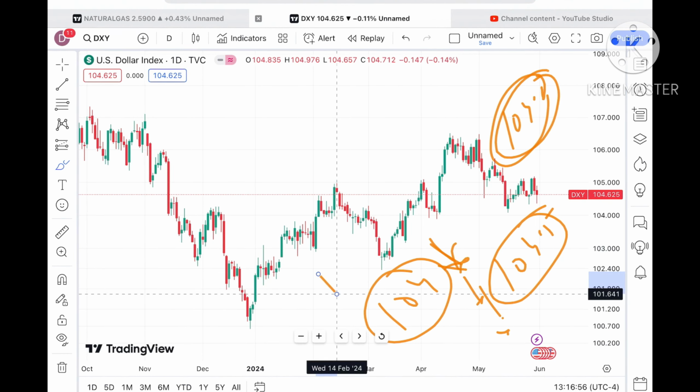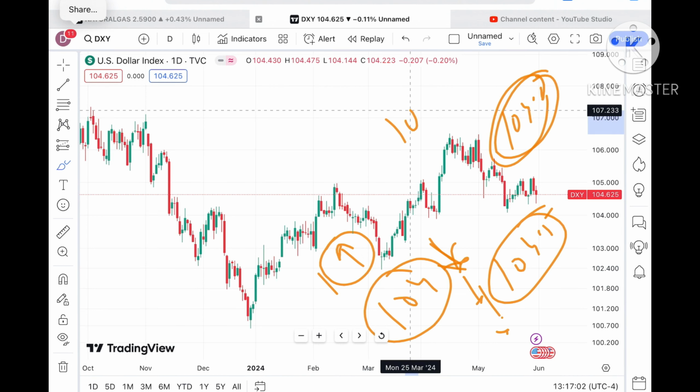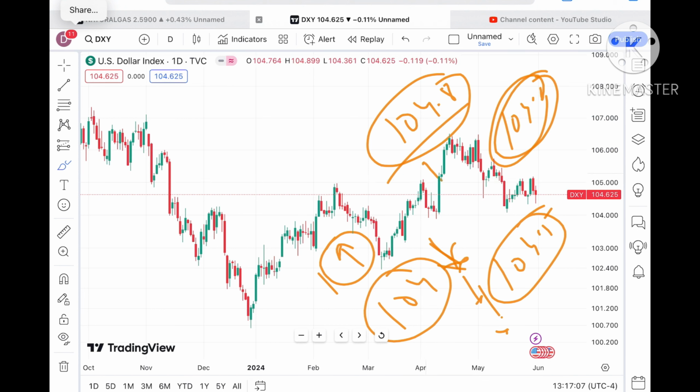As soon as the price of the dollar starts going down, we can see the natural gas price can rise. Now if the price of the dollar index starts sustaining above the level of 104.8, now it is trading at a level of 104.6.